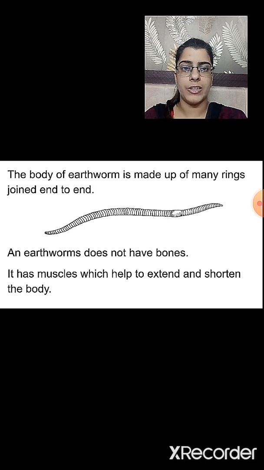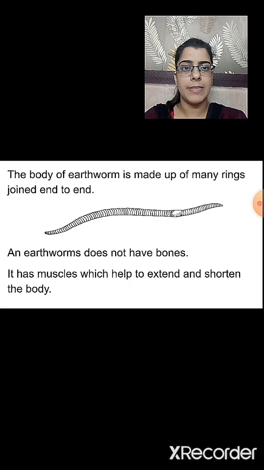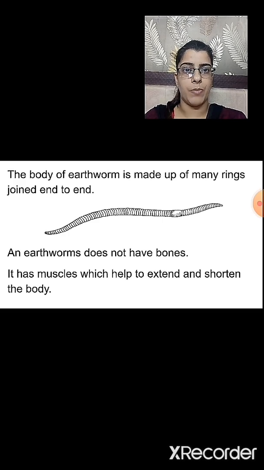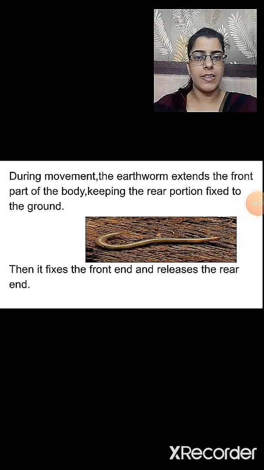So, how does the earthworm move? It has muscles which help to extend and shorten the body. The earthworm does not have bones, but it has muscles. So, what do the muscles do? Muscles help the earthworm to extend and shorten its body. During the movement, the earthworm extends the front part of the body, keeping the rear portion fixed to the ground.